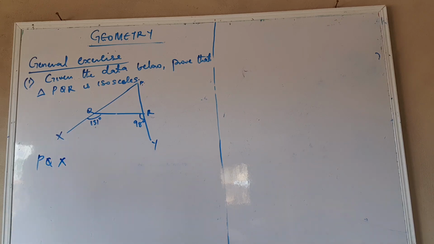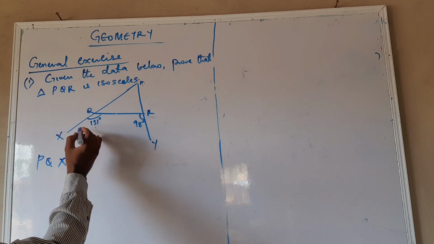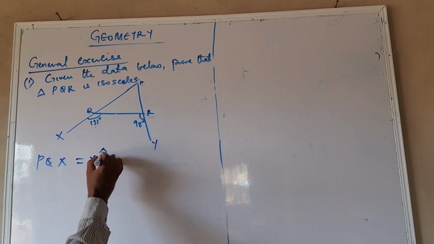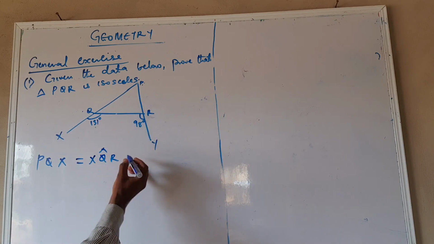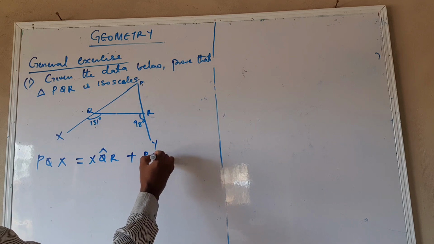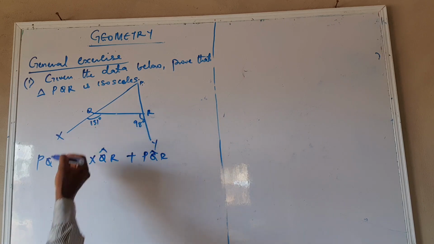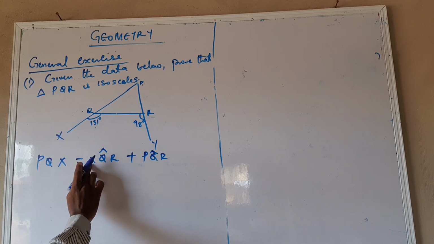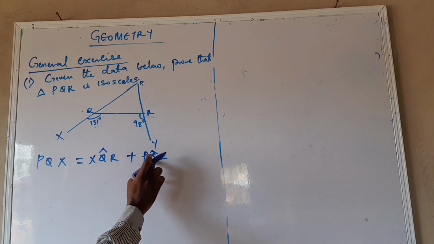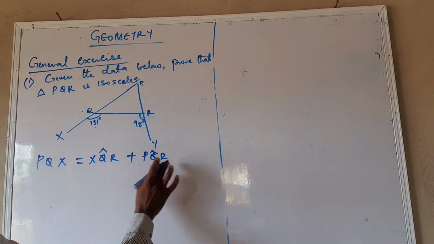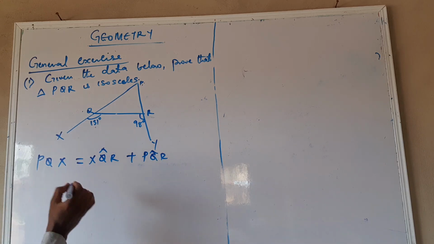PQX. In PQX will equal to what? That is our XQR, that is SQR, this angle, then plus what? PQR, which is this angle. So PQX is equal to what? XQR plus PQR. Okay? And if this is the case, then we say that what?